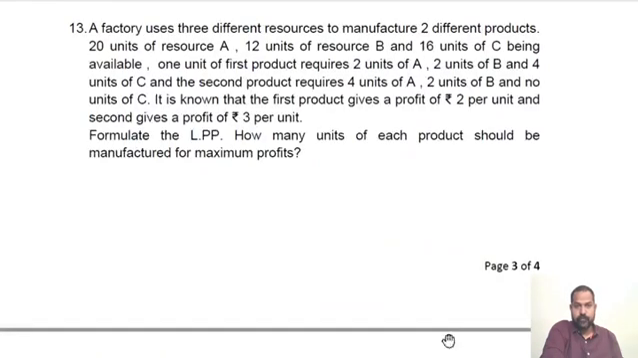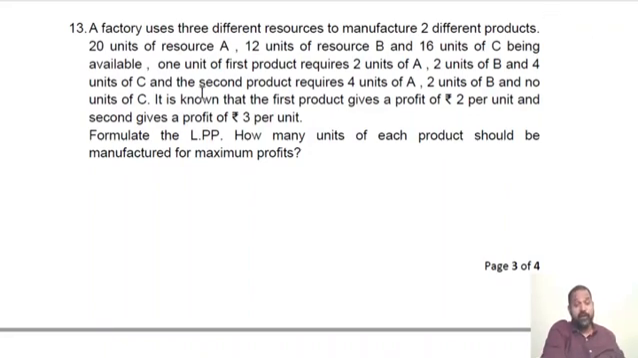A factory uses 3 different resources to manufacture 2 products. So I'm making 2 products that require 3 resources. 20 units of resource A, 12 units of resource B, and 16 units of resource C are available.